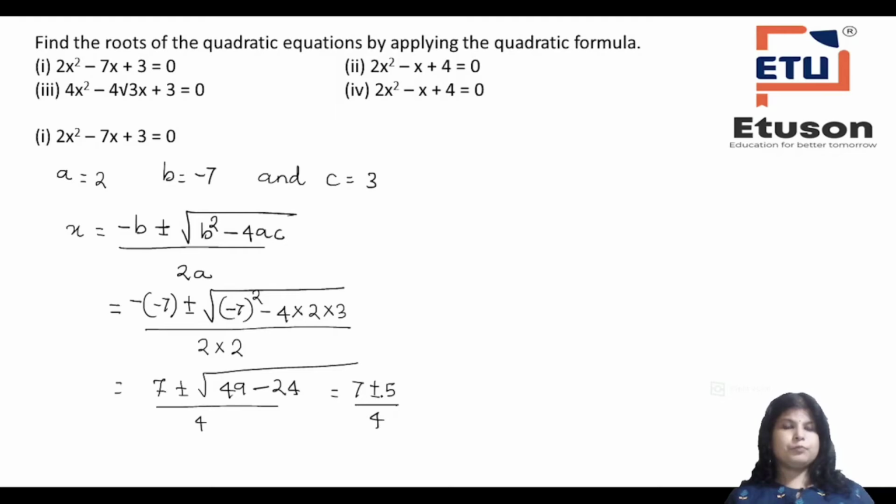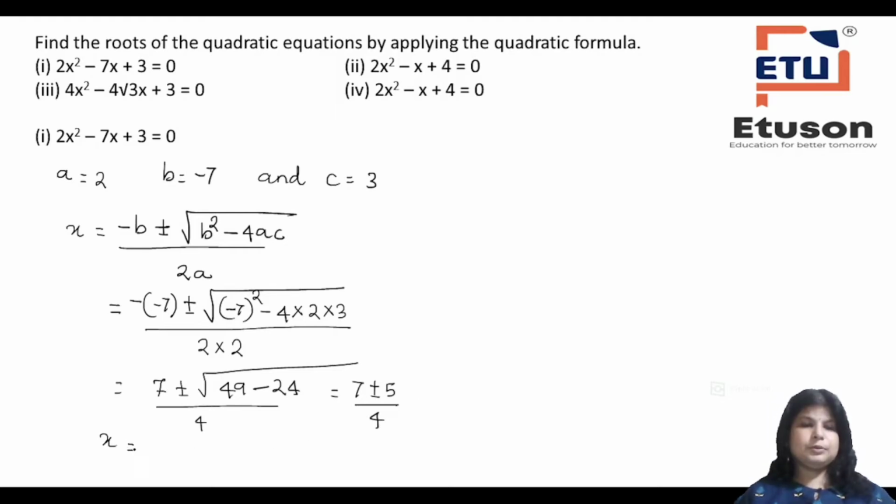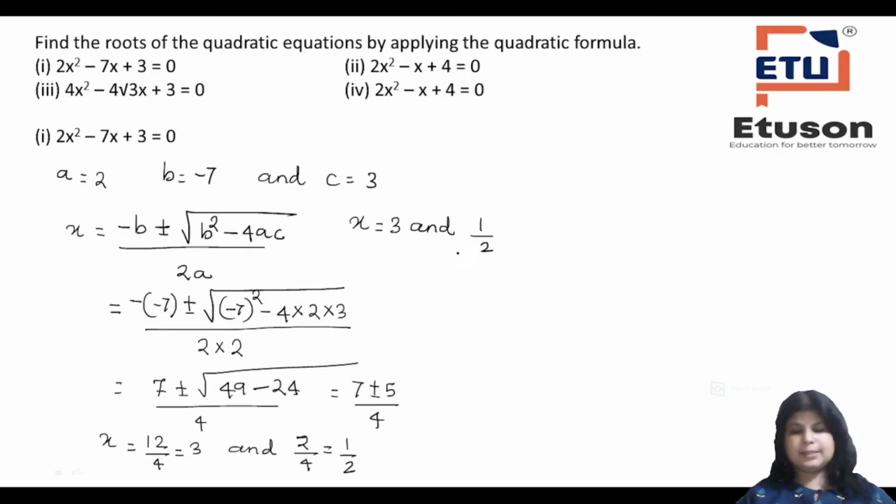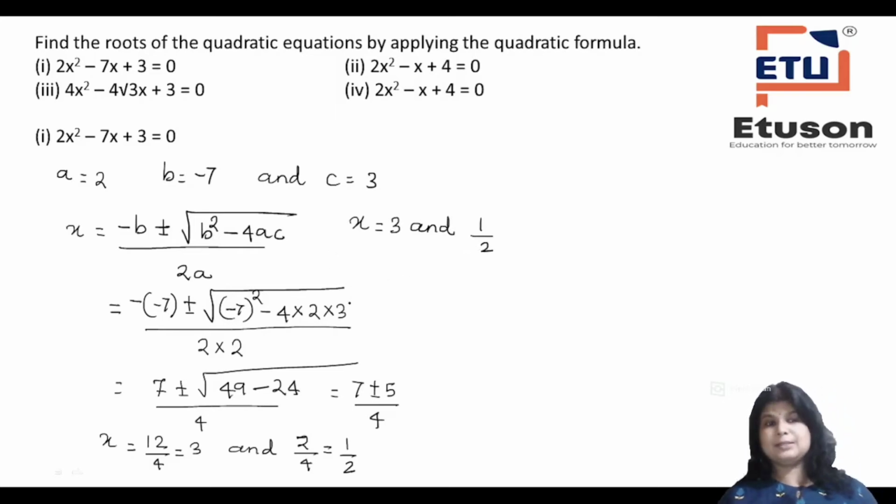So if you take plus 5, then x is equal to 12 divided by 4, that is equal to 3, and if you take minus, it will be 7 minus 5, that is 2 by 4, which is equal to 1 by 2. So the roots of the equation are x is equal to 3 and 1 by 2. If you remember, in the previous section also we got the same values. That is the reason why I am solving part 1 to part 3, to show you that whichever method you adopt, you will get the same answer.